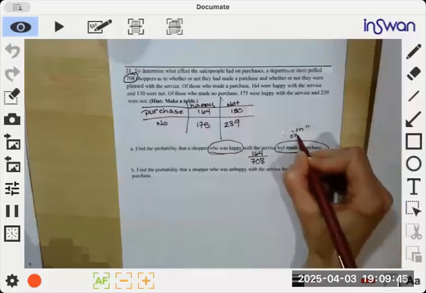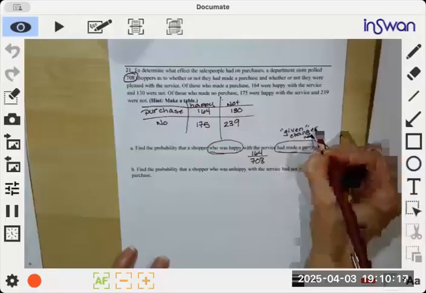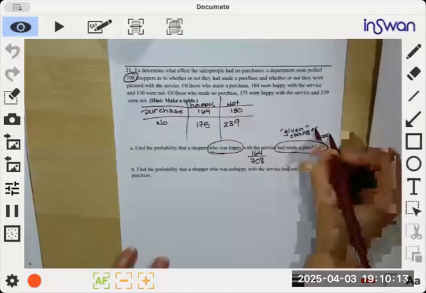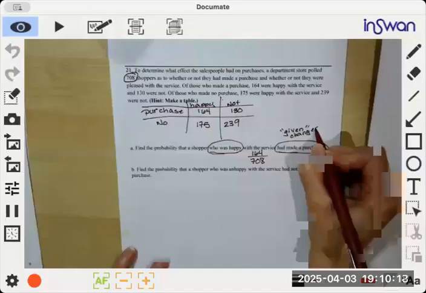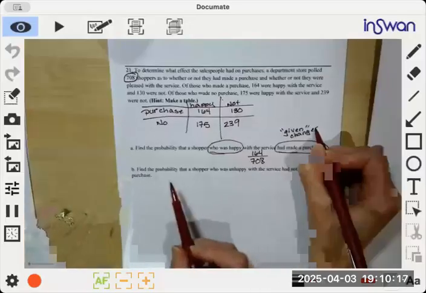So let me just write that there. Given changes sample space. So when it says given, that is the denominator. Like given 300, then we know that that's going to be on the bottom. Exactly. So then I probably have the wrong denominator on this one too, I'm thinking.